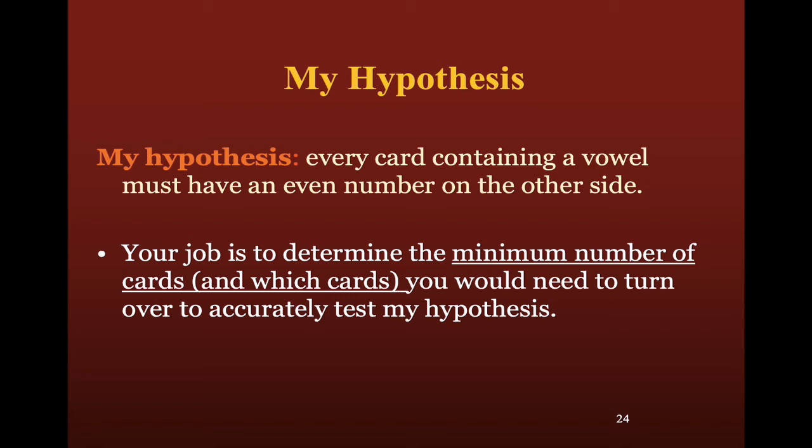Okay, so you need to tell me exactly which cards you need to turn over, and I only want the minimum number. If it only requires two cards to be turned over, then tell me those two cards. If it requires all four cards, then state all four cards. But the idea here is give me the minimum number of cards and which specific cards need to be turned over to test my hypothesis.